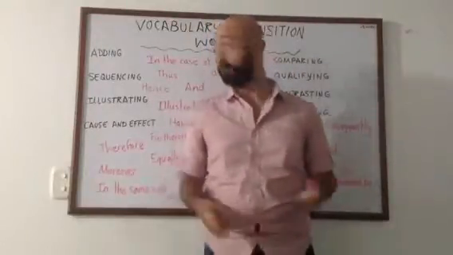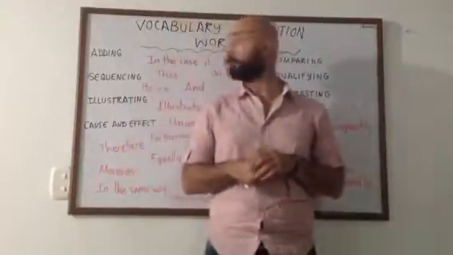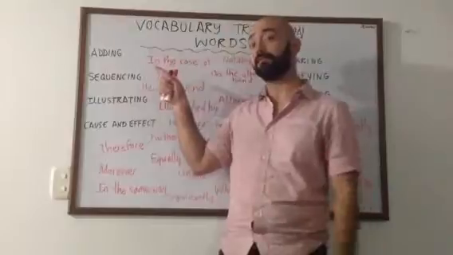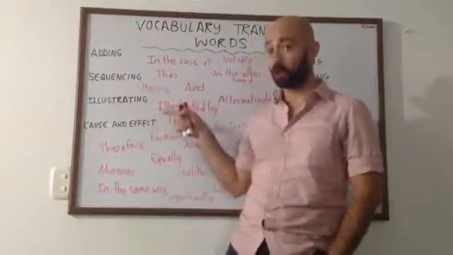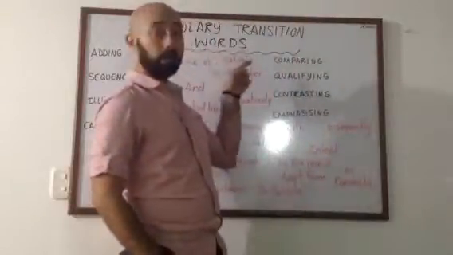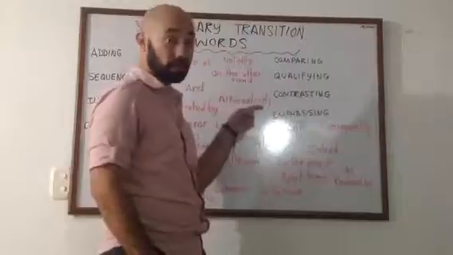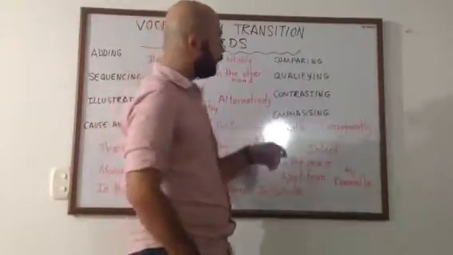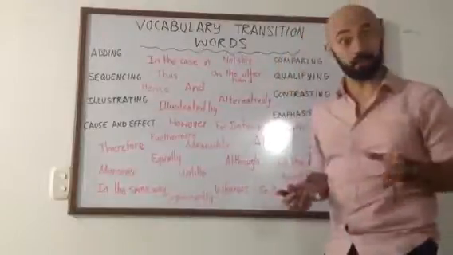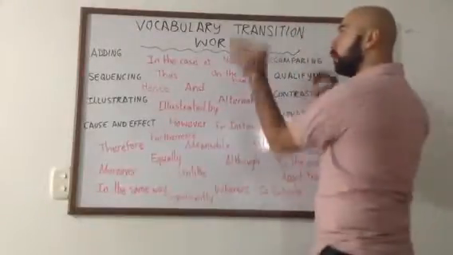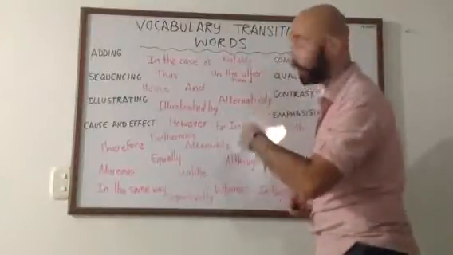So let's begin. I have these categories here, as you can see, okay? First one, adding, sequencing, illustrating, cause and effect, comparing, qualifying, contrasting, emphasizing, okay? And what are the words that we have here? All these different words in red. Well, basically, these are some of the words that are all mixed up, as you can see, all right? You basically have to mix and match. This is going to be your first activity, by the way.